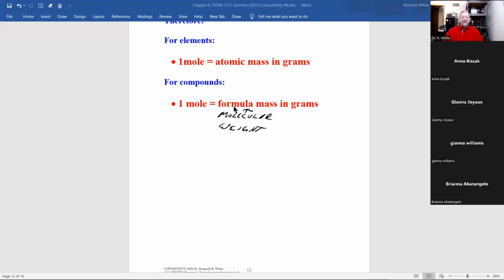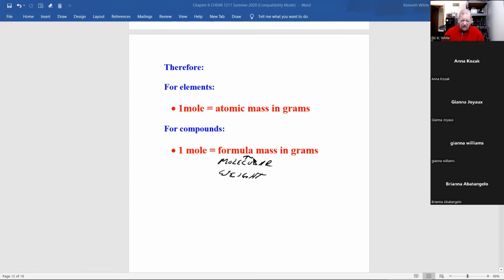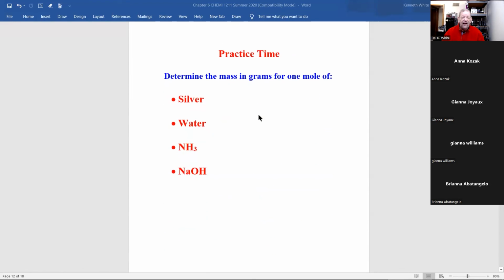So 1 mole of a molecule equals the molecular weight in grams. 1 mole of an element equals the atomic weight in grams. It's practice time. Determine the mass in grams for 1 mole of silver. Well, we did that. You look at the atomic weight. And the three significant figures, if my memory still works, it was 108. But how many grams is 1 mole of water? I expect you should know that now. This is one of the few compounds I asked you to know the empirical formula. Water is H2O. Well, how do we do that?